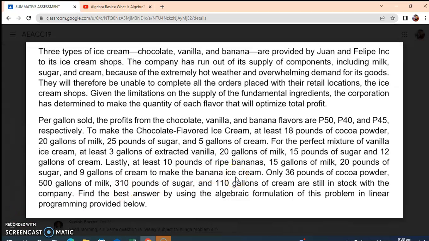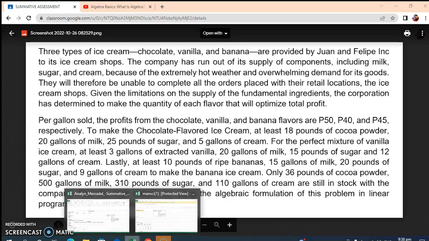banana ice cream. Only 36 pounds of cocoa powder, 500 gallons of milk, 300 pounds of sugar, and 110 gallons of cream are still in stock with the company. So, to find the best answer using the algebraic formulation, we're going to use Microsoft Excel.